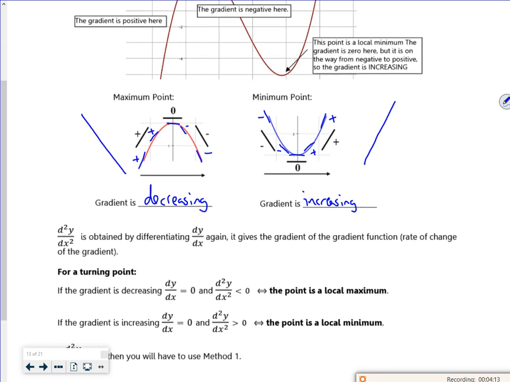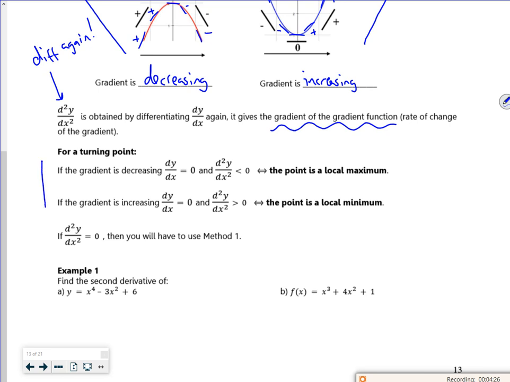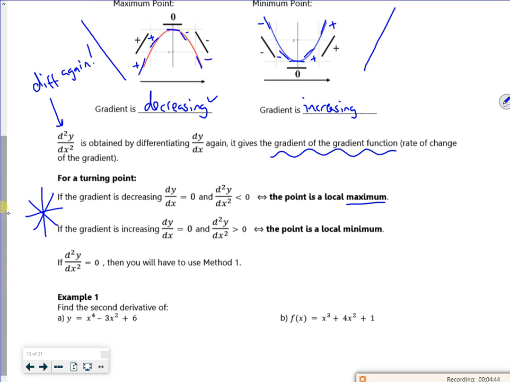Because it's the gradient of your gradient graph, it's differentiating it again to find the gradient of the gradient graph. So this is the important bit. If the second differential, the gradient of the gradient graph, is less than 0, which means that the gradient is decreasing, it must be a maximum. Whereas if your d2y by dx squared is greater than 0, so your gradient is increasing, it must be a minimum.